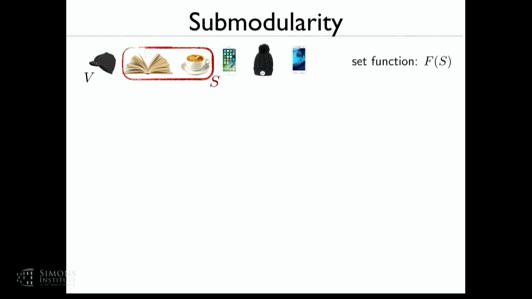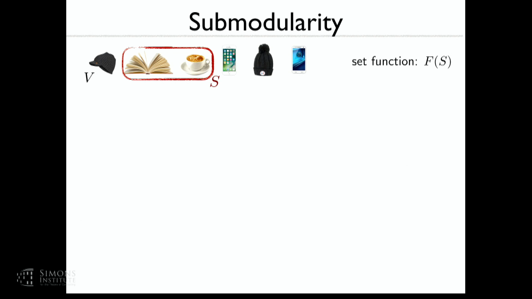Now in general, this can be a very hard problem. Any of your favorite NP-hard problems you can probably phrase in this way and then say you want to minimize or maximize such a function. So we need some properties that make it a bit nicer. One such property is submodularity.